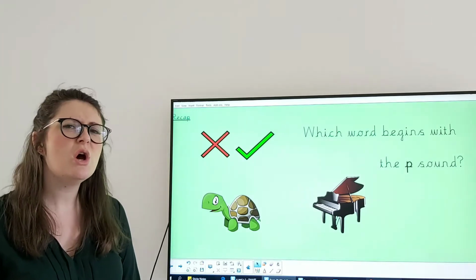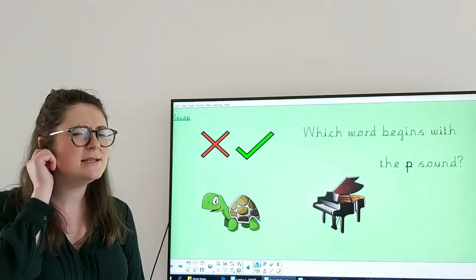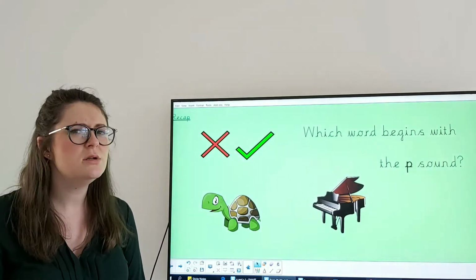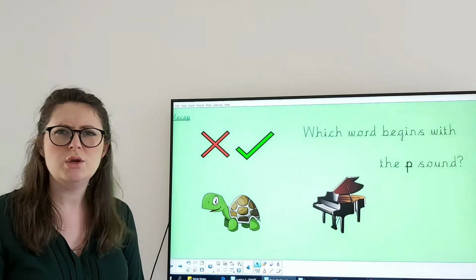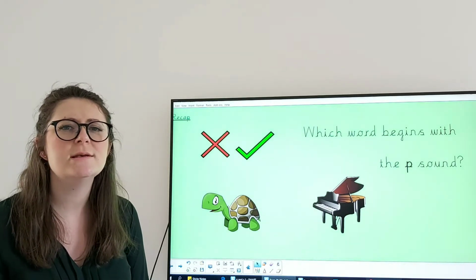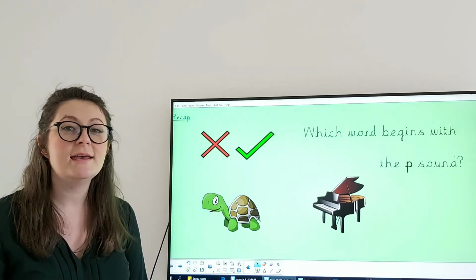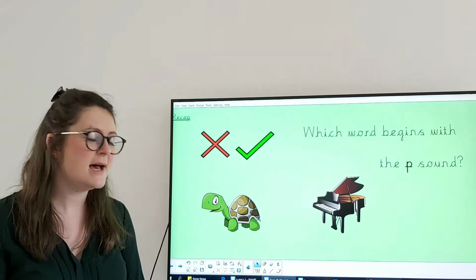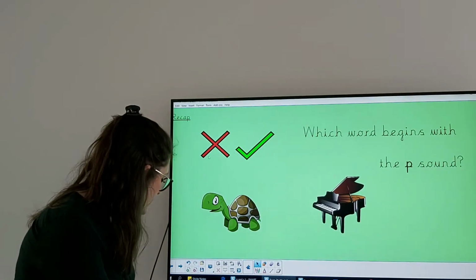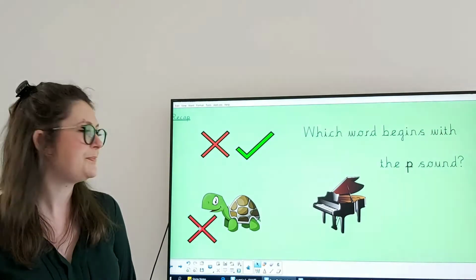So let's start with tortoise. Say it with me, tortoise. Does that start with the P sound? Tortoise. No, it doesn't. What sound does it start with? Tortoise. Can you hear it? Tortoise. I can hear that T sound at the start. So let's put a cross next to Mr. Tortoise because he doesn't start with the sound P.